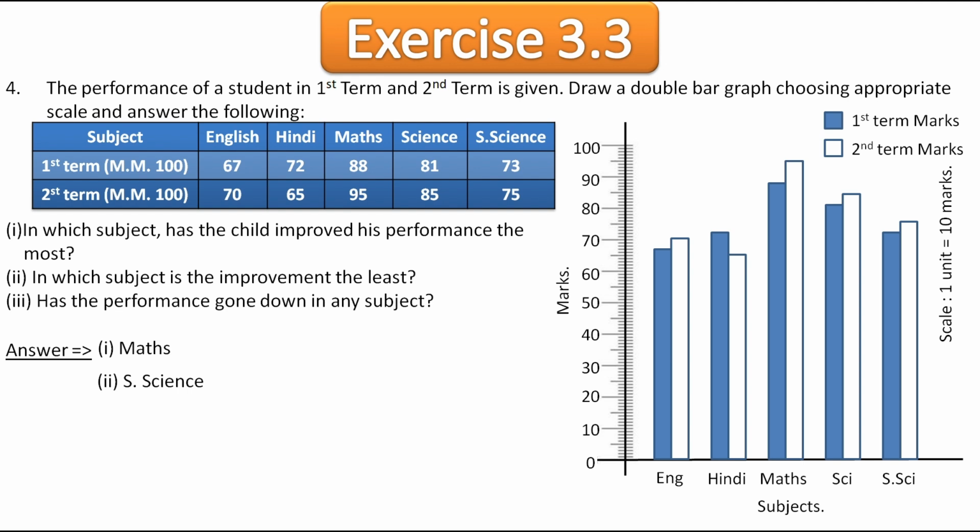Now in the third one, we have the question, has the performance gone down in any subject? Yes. In the Hindi subject, here, the first term bar is greater than the second term bar. Therefore, the performance went down here. So the answer for the third question is Hindi. Now let's move to the next question, that is the fifth one.